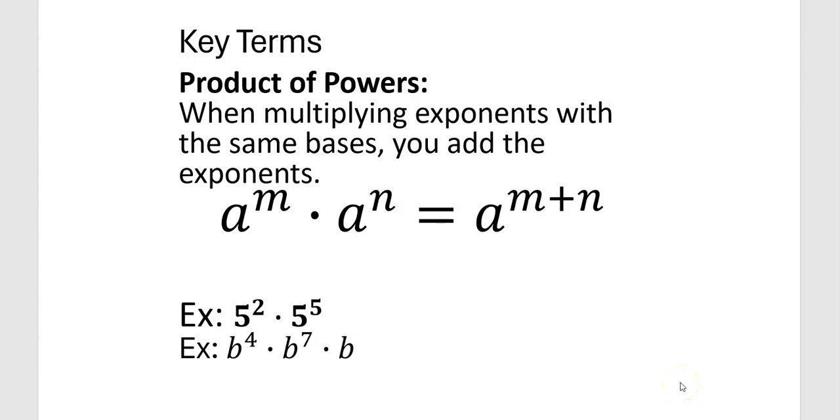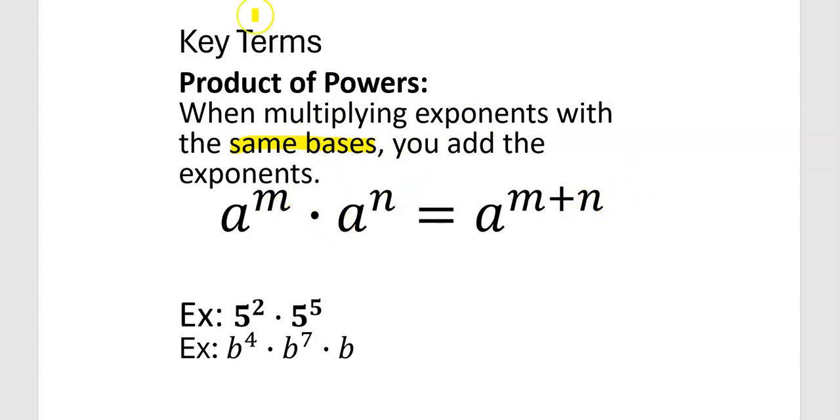So the first term is a product of powers. So when you multiply exponents with the same bases, this is important, they have to have the same bases in order for this to work, or else you can't do what we're showing you right now. So when you multiply with the same bases, you add the exponents.